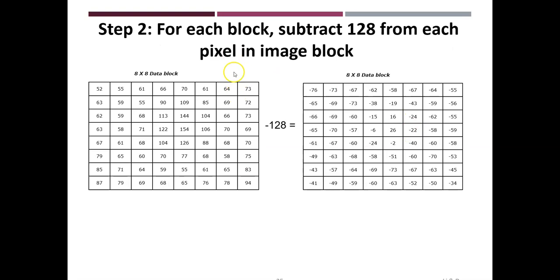So step 2, for each block, subtract 128 from each of the pixels in the image block. So here, which means 52 minus 128, we got negative 76. So for each of the 8x8 blocks, we will subtract 128. So this is the result.